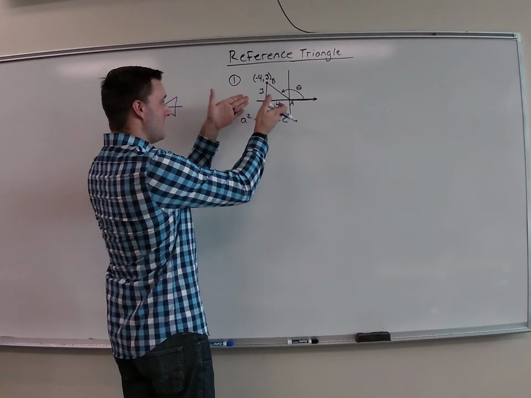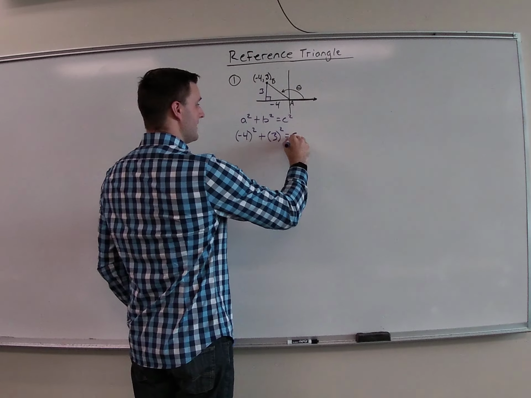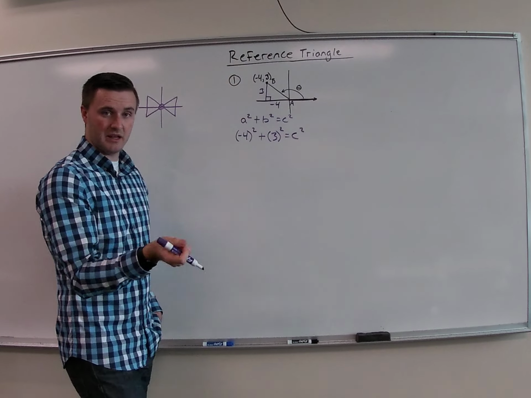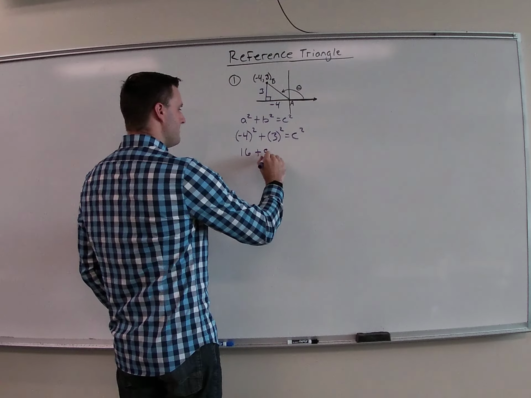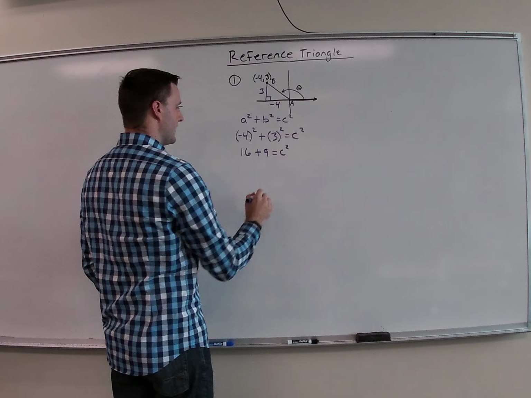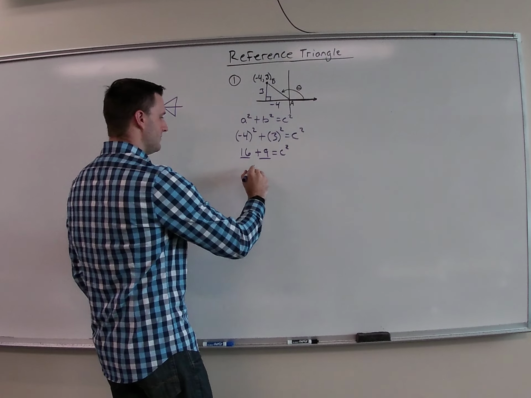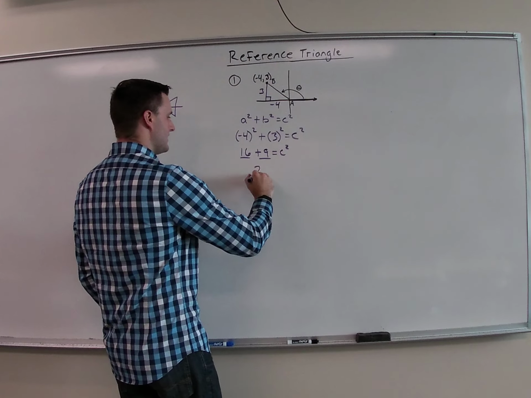So let's see what we have here. I'm going to use -4 as a, so -4 squared plus 3 squared equals my unknown squared, which is the distance from A to B. I'm going to follow through with the Pythagorean theorem. -4 squared is a positive 16. Remember, when you square that, if you're using your calculator, you need to use parentheses, or it'll tell you it's -16. Plus 3 squared is 9 equals c squared. Combine like terms, 16 plus 9 is 25 equals c squared.